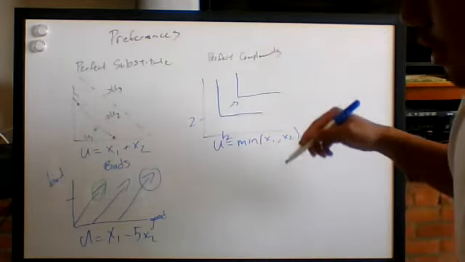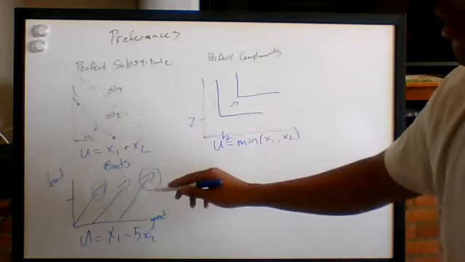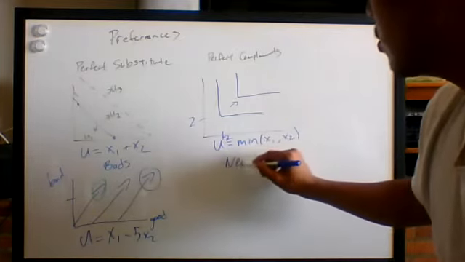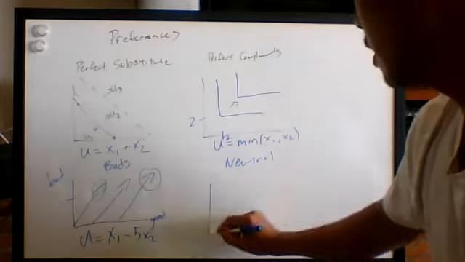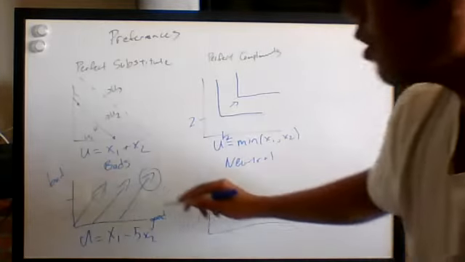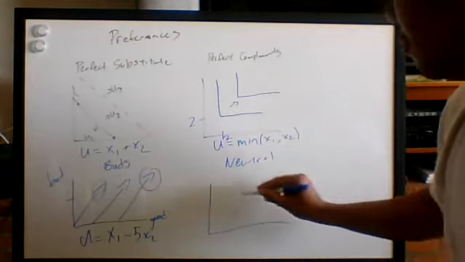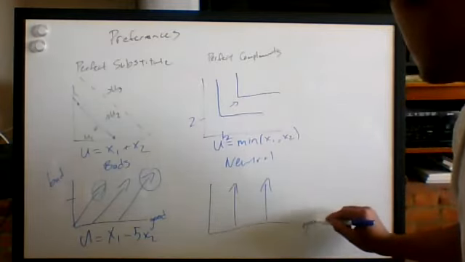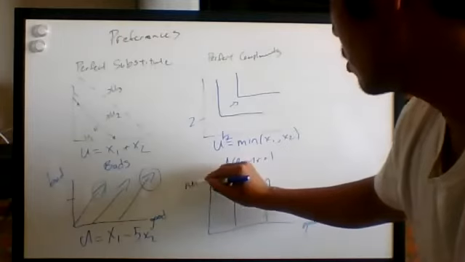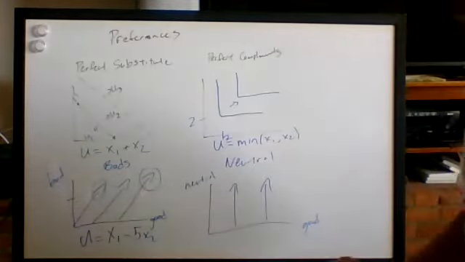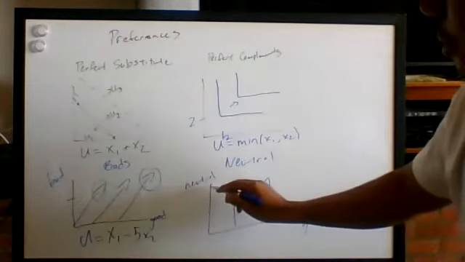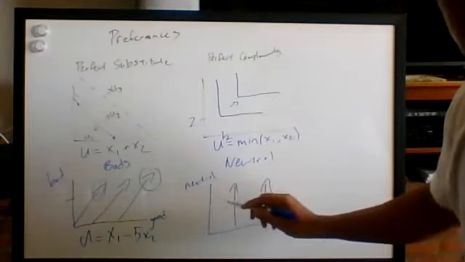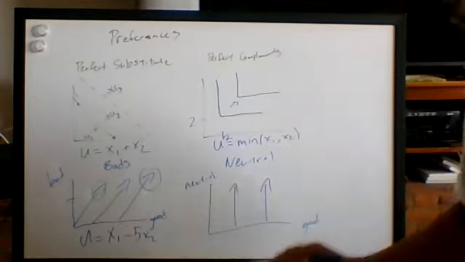And so the same kind of thinking follows for neutrals. A neutral good, instead of having these upward sloping lines, is just going to be these vertical lines, right? So good and neutral, right? And so you don't really care how much of each neutral you have, right? It's neither good nor bad.